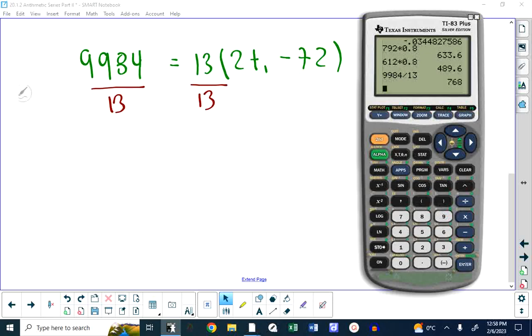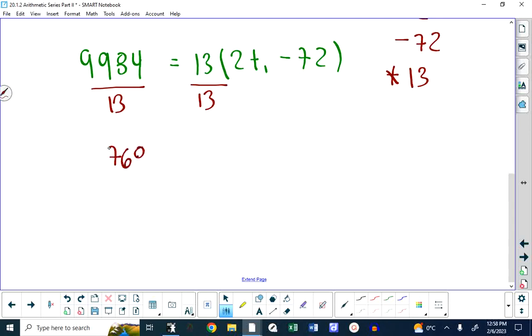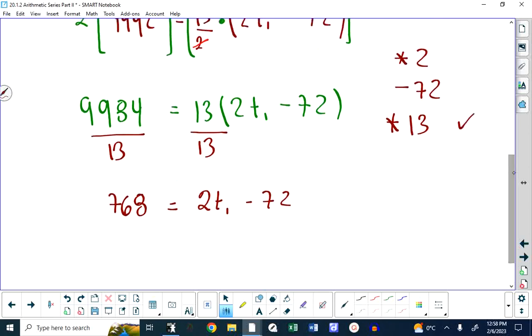768. And I'm left with 2T1 minus 72. Well, I can't divide by 2 yet because multiplying by 2 is the very first thing that happens to T1. It's got to be the last thing I undo. I've undone this. Now I have to undo the minus 72. That's why at this point you add 72 to both sides.